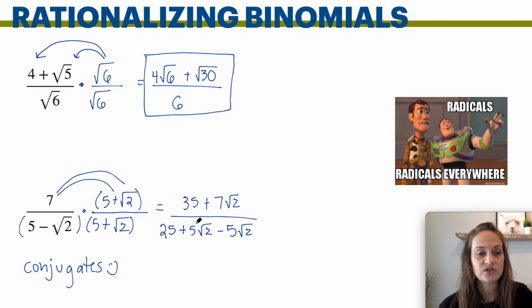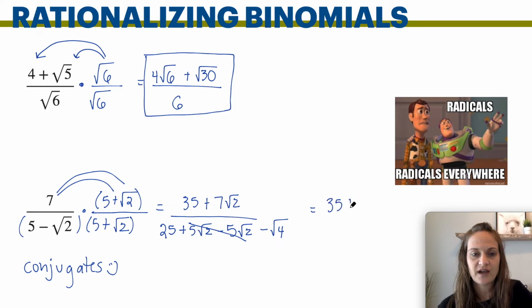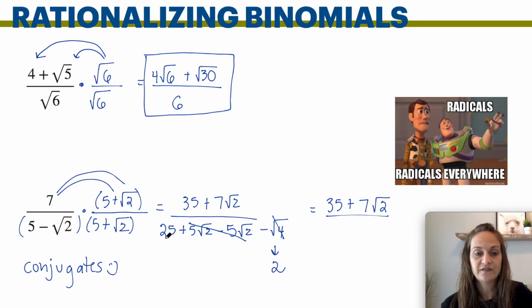And negative square root of 2 times square root of 2 is a negative square root of 4. The two middle terms cancel. That's what they're supposed to do. And if they don't, we did something wrong. So we are left with 35 plus 7 square roots of 2 on top. And on bottom, the square root of 4 is the number 2. So 25 minus 2 will give me 23.